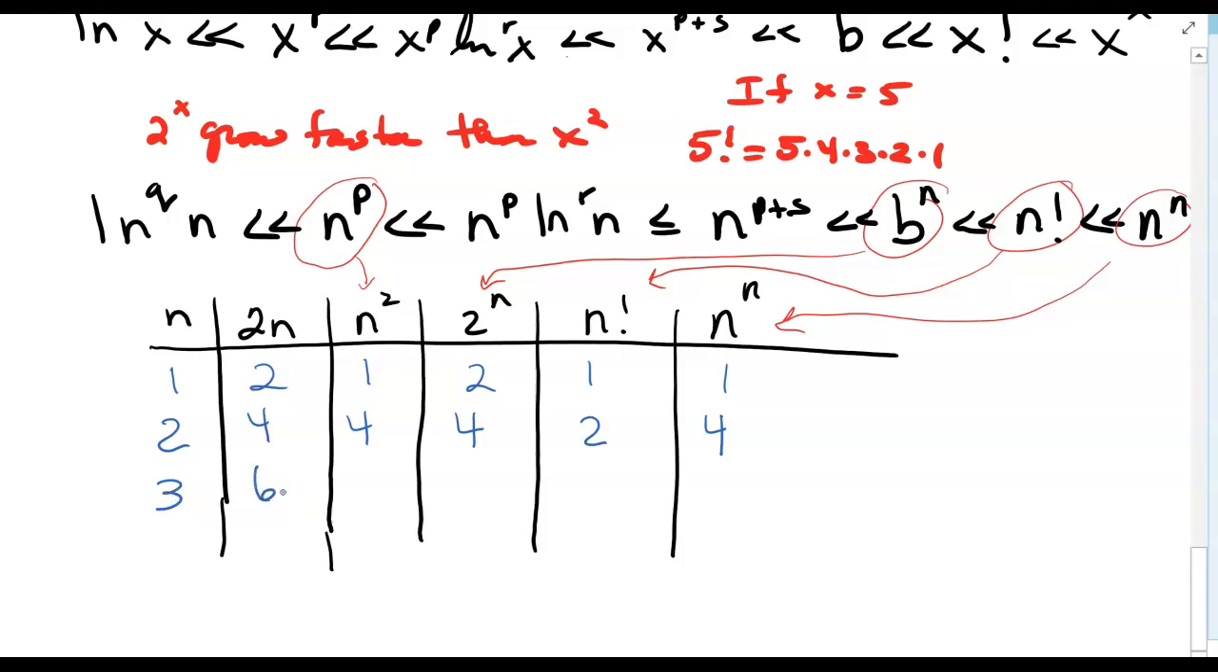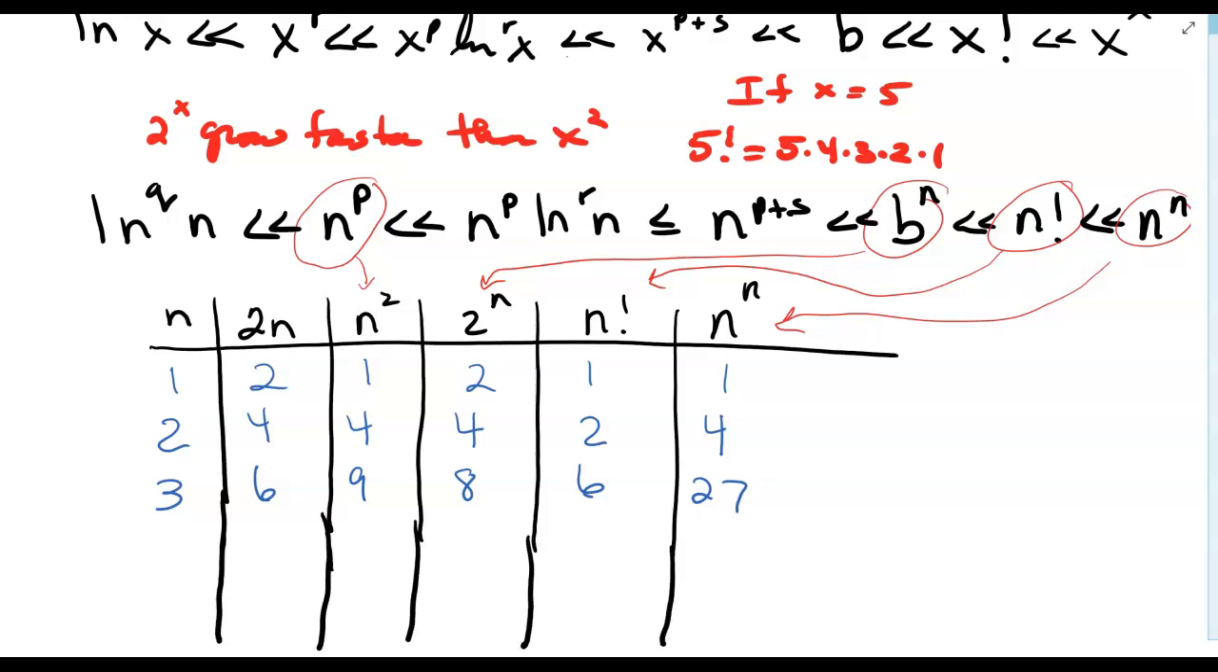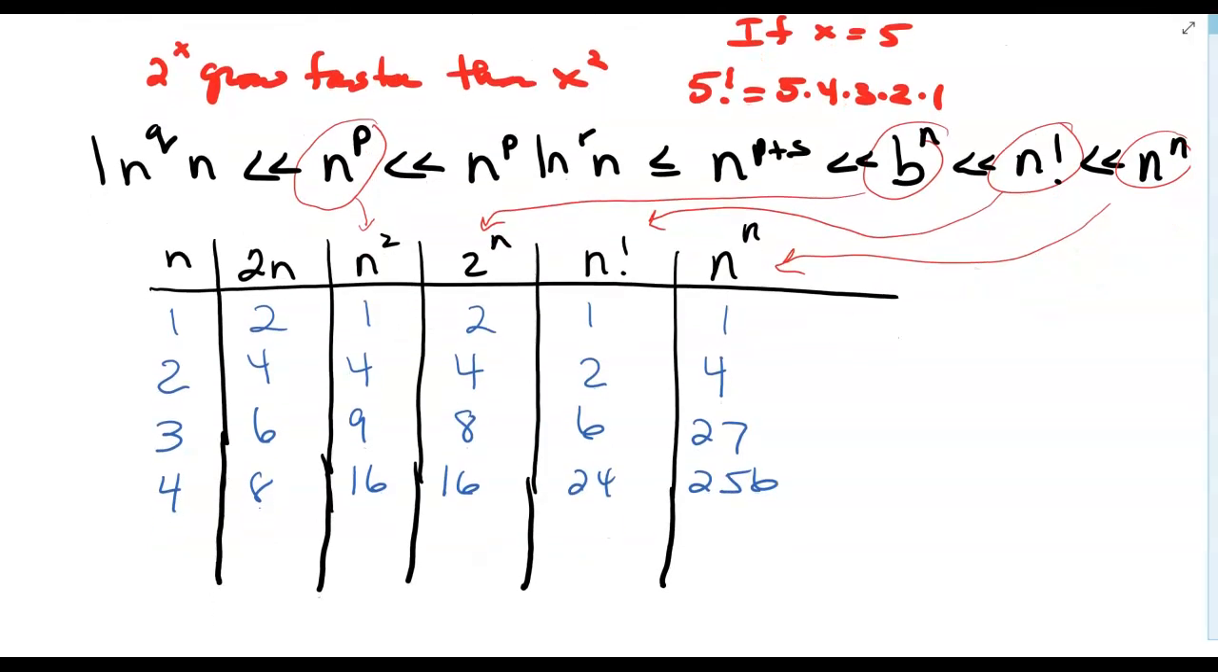So doubling it, we get 6. This is 3 squared is 9. 2 to the 3rd is 8. Still backtracking a little bit. 3 factorial, 3 times 2 is 6. And 3 to the 3rd power is 27. Again, not too much yet, but when we talk about increasing n, we want to look at values that are much, much bigger. And here you go. When you see 4, you get 8, 16, 16, 24, and 256. You can see it starting to increase pretty quickly now.